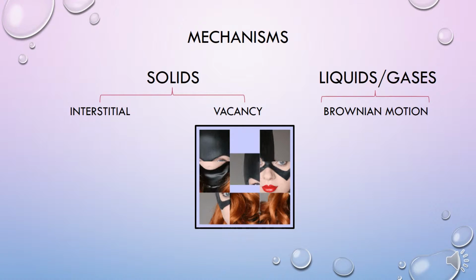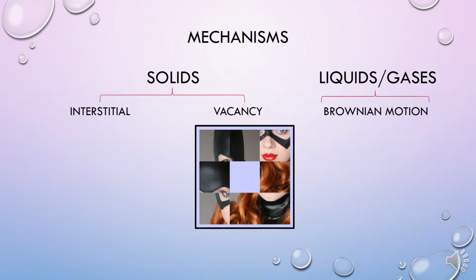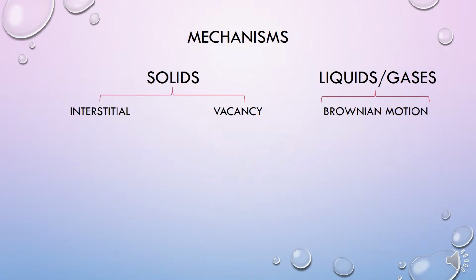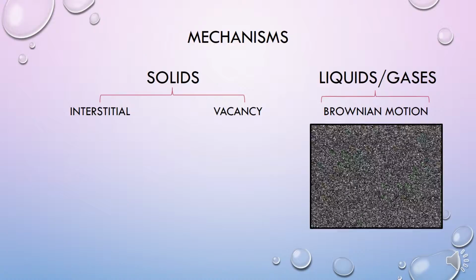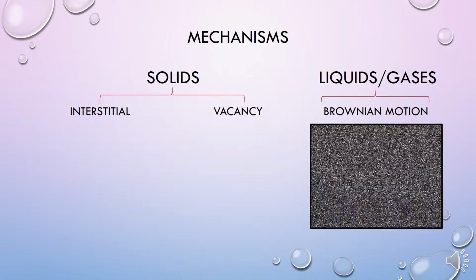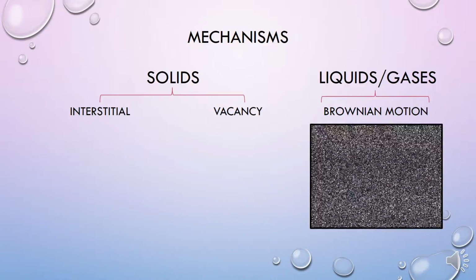Also, the rate depends on the activation energy needed to exchange atom positions. Of the two, interstitial diffusion is faster. Liquids and gases diffuse by Brownian motion. Brownian motion, which translates to leaping in Greek, is the random motion of particles in a fluid. The motion is from collisions with other atoms or particles in the fluid. It is random like the fuzzy screen seen here.